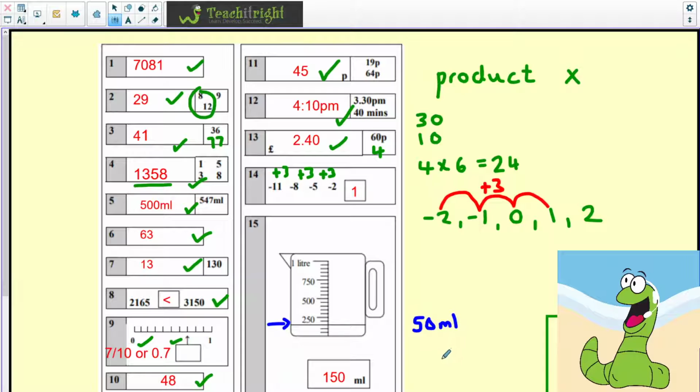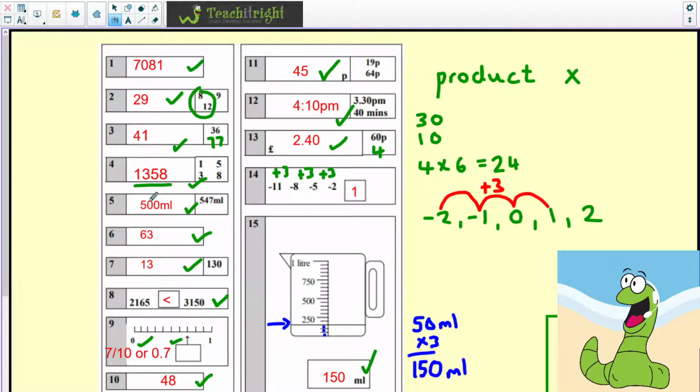millilitres. So we need to have 1, 2, 3 of those gaps. So we're going to have to multiply that by 3. And of course that gives me 150. So the amount of liquid in the jug is 150 millilitres, as it shows you there. So well done if you got that correct.